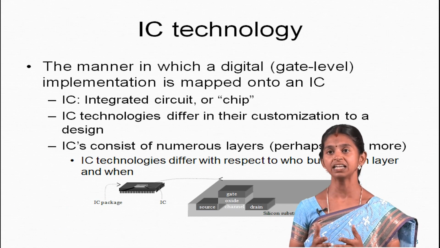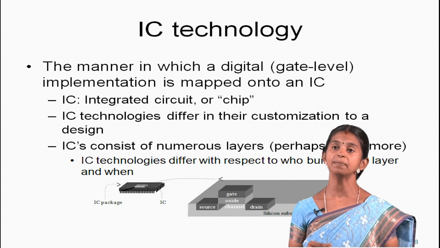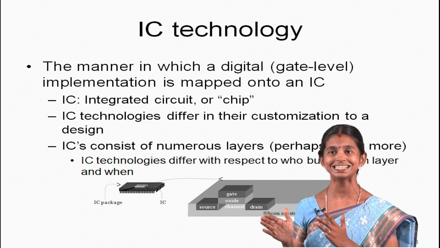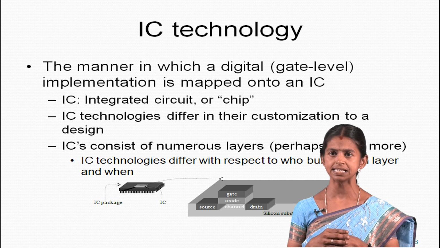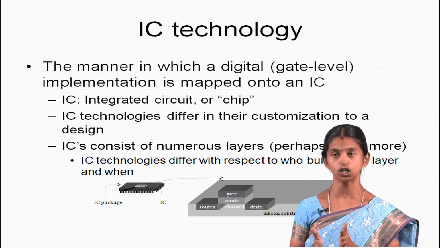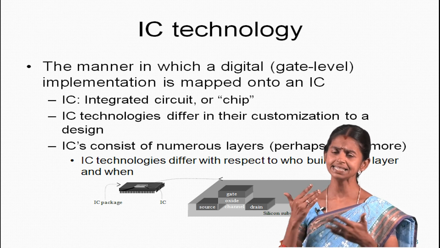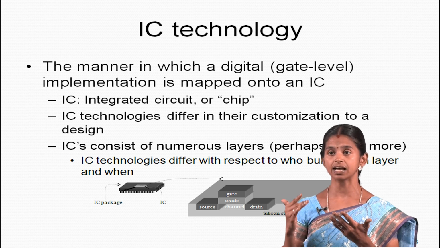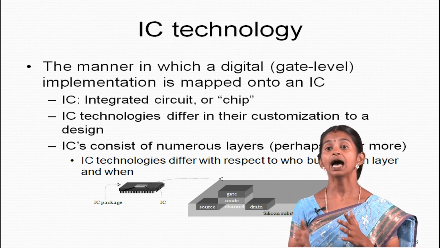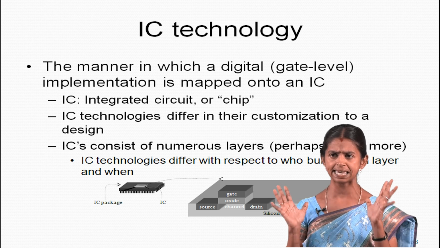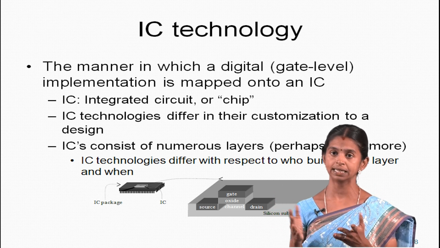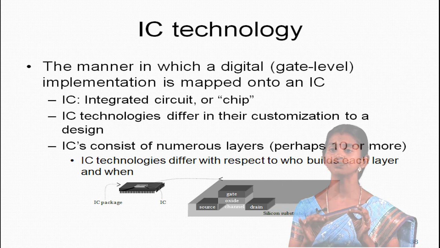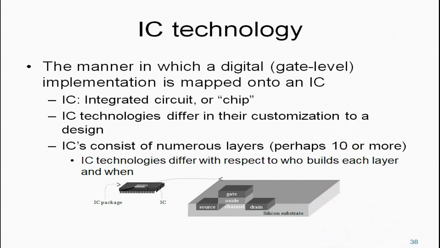IC technology, the manner in which a digital implementation is mapped onto an IC chip. What is defined as IC? IC is an integrated circuit or chip. IC technologies differ in their customization toward design. ICs consist of numerous layers, perhaps 10 or more. IC technologies differ with respect to who builds each layer and when.